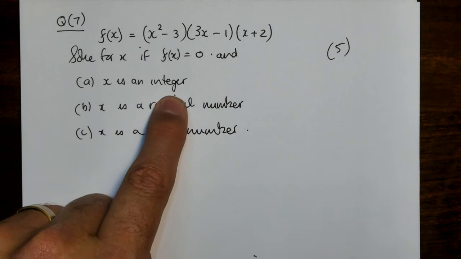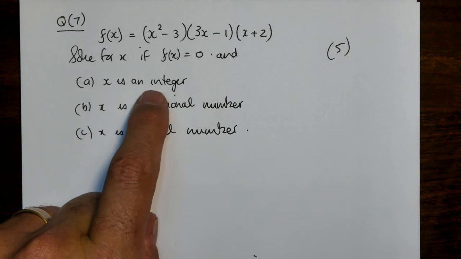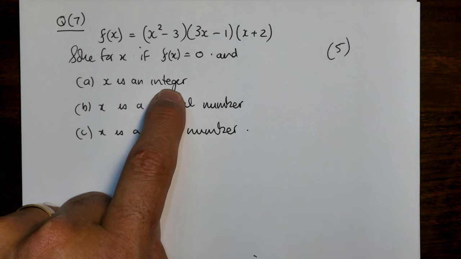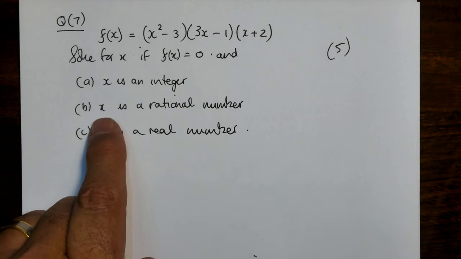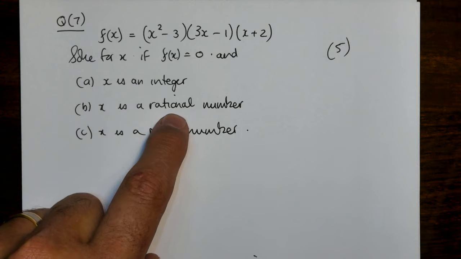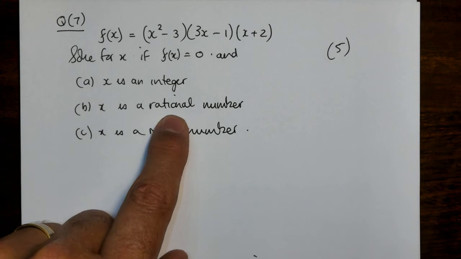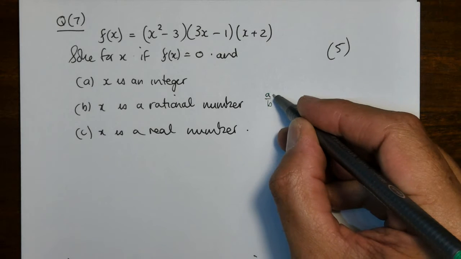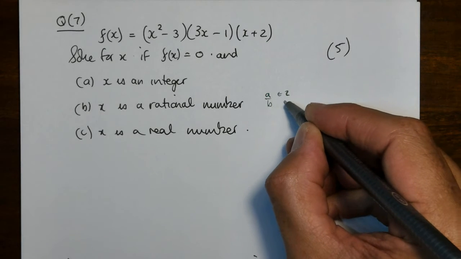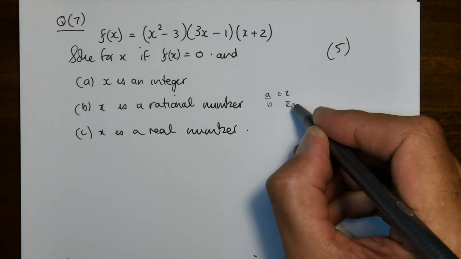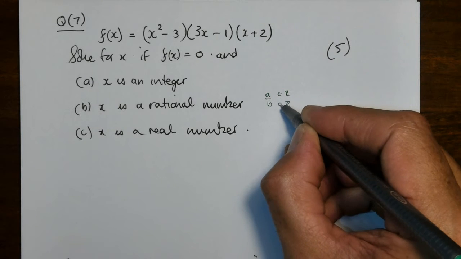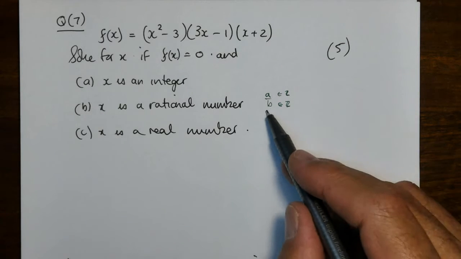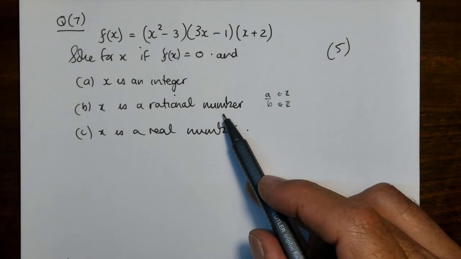x is an integer. So that tells us what? The root that you're looking for has to be an integer root. Here, x has to be a rational number. Now remember what the definition of a rational number is. It's a over b, where a is an integer and b is an integer. Okay. So a must be integer, b must be integer. Then the number is rational.